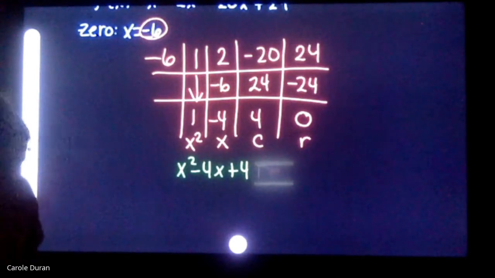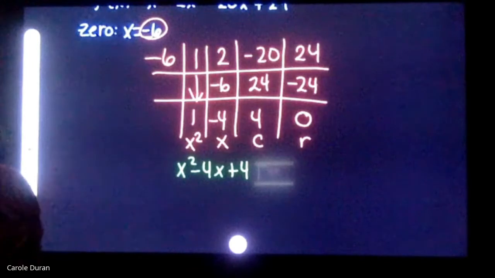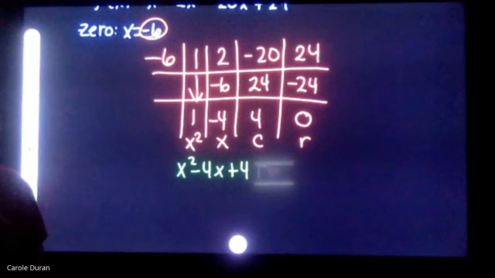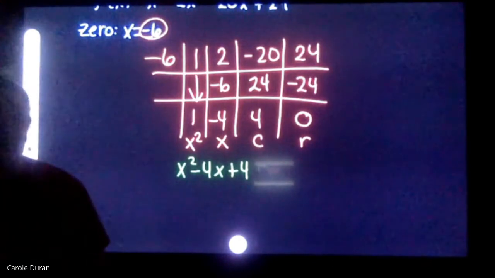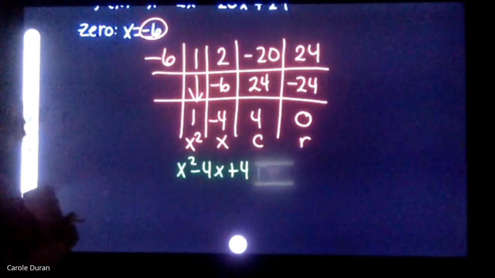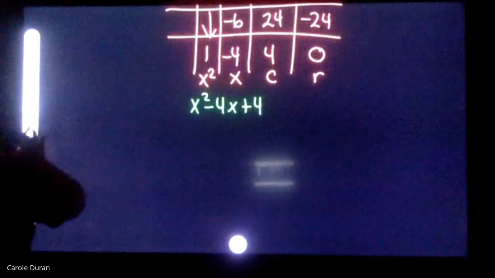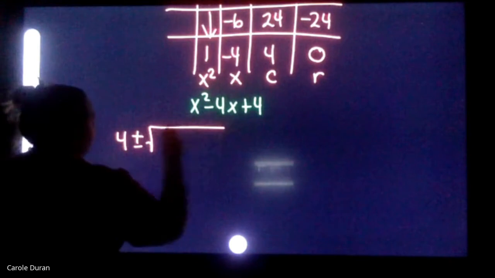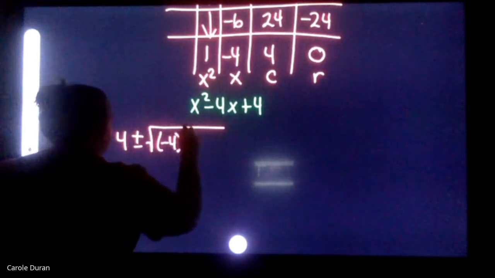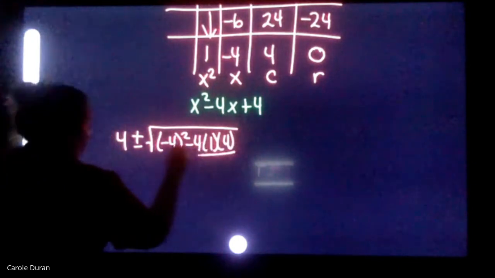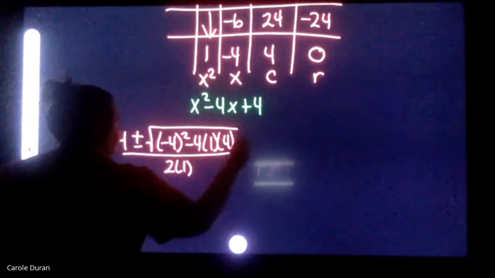My goal is to continue this division process until I get down to a quadratic. Lucky for me, I'm already at a quadratic, which means from here, I can just use the quadratic formula to finish factoring this or finding the rest of my zeros. And then I'm done. So let's go ahead and use the quadratic formula. When I do, I get positive 4 plus or minus the square root of negative 4 squared minus 4 times a times c all over 2 times a.